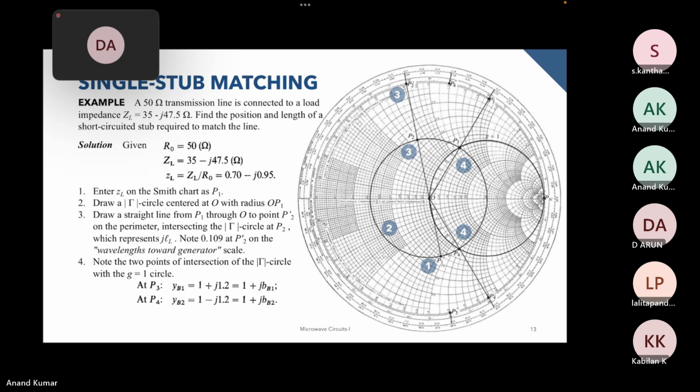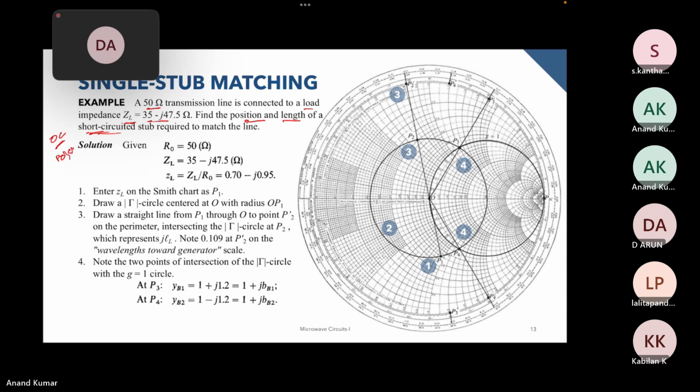The question had a 50 ohm transmission line connected to a load, and the load impedance is also given over here. We have to find the position and length of the short circuit stub. So we are using a short circuit stub. There is also an open circuit stub example in Pozar.